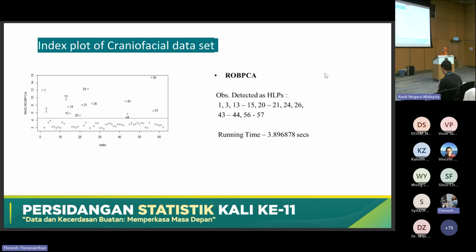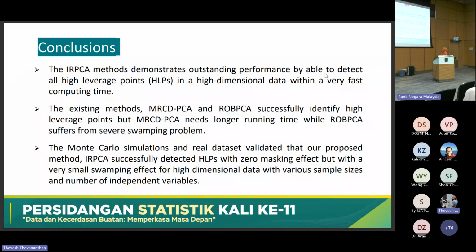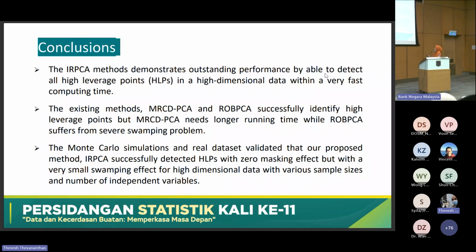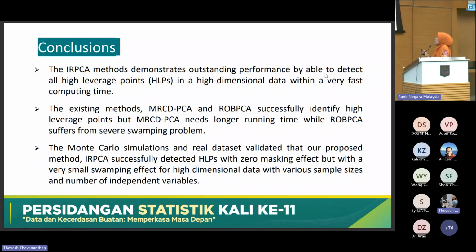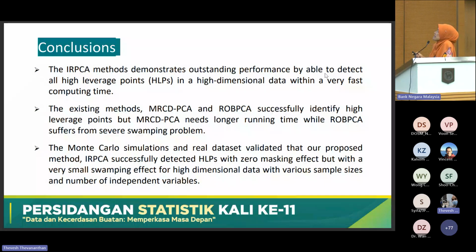Of course, we have also applied it to many data sets, and our method is very successful in detecting high leverage points. So the conclusion: the IRPCA, that is our method here, demonstrates outstanding performance, able to detect all high leverage points in high dimension data with a very fast computing time. The existing method successfully identifies high leverage points but has a longer running time, while ROB-PCA suffers from a severe swamping effect problem. The Monte Carlo simulation and real data set validated that our proposed method successfully detects high leverage points with zero masking effect but a very small swamping effect for high dimension data with various sample sizes and numbers of independent variables.